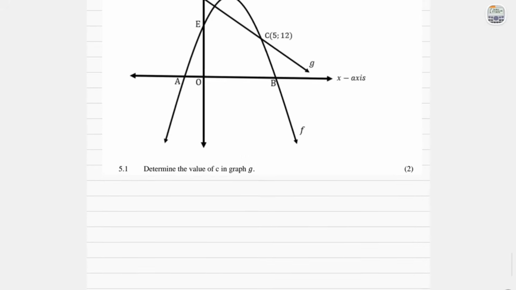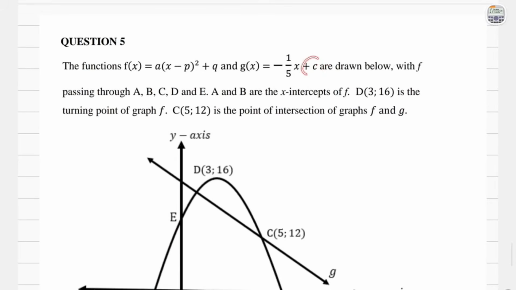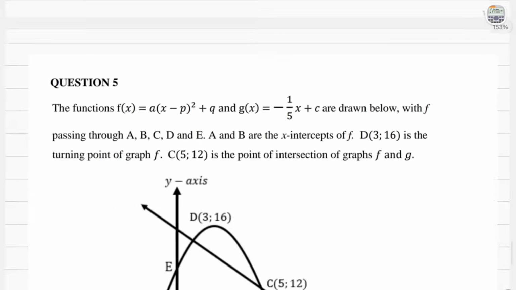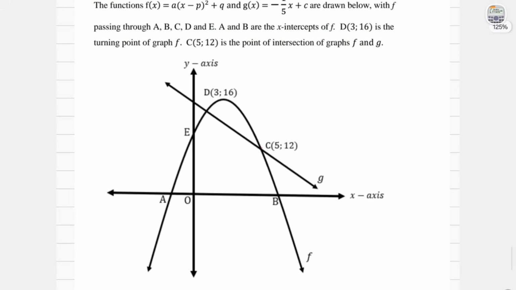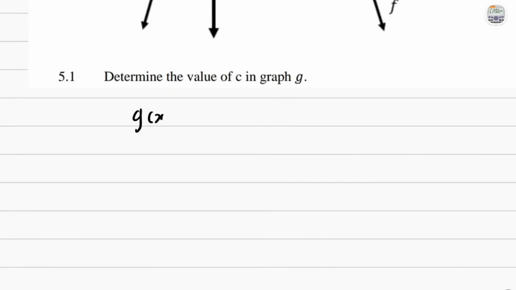The first question, 5.1, says, determine the value of c in the graph of g. So c, that y-intercept, is just that missing c value, meaning all we need to do is substitute a value for y and x, so we need a point, and once we do that, it will help us to find c. So do we have a point on this graph of g? Yes, we do. We have C over there, 5 and 12. So we can just go ahead and say that g of x is equal to -1 over 5 x plus c. And we're going to substitute that point C, which is 5 and 12, in place of y and x.